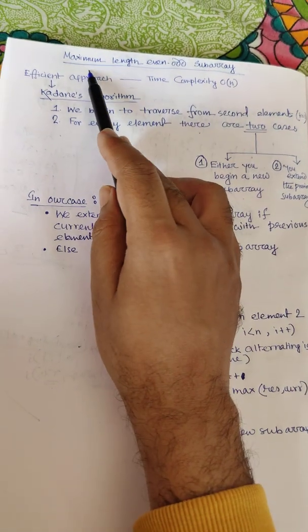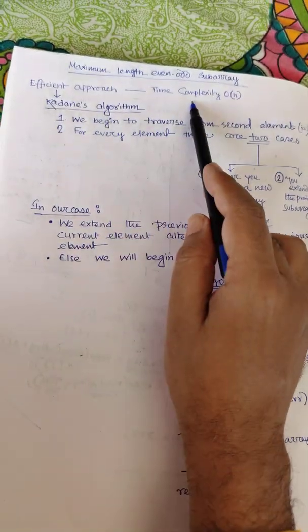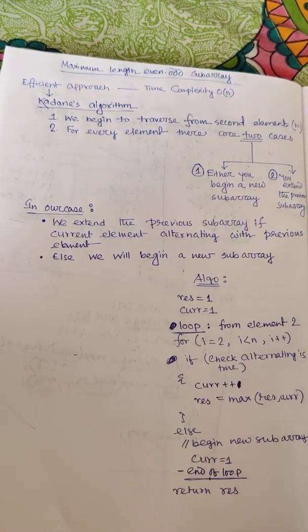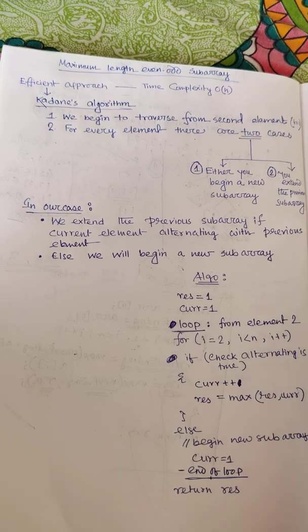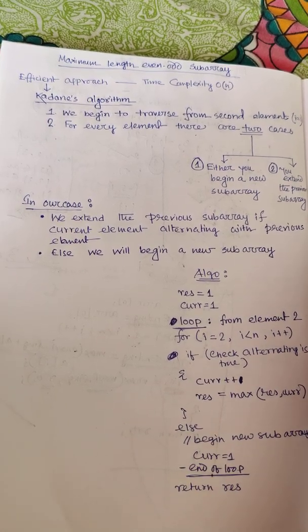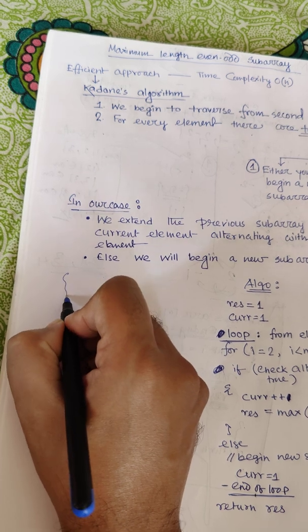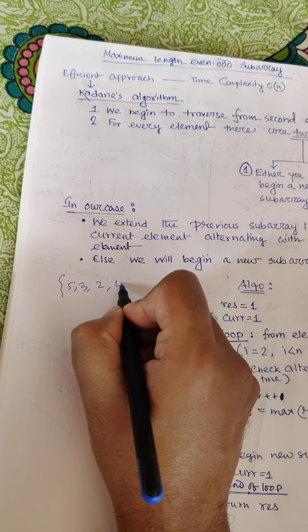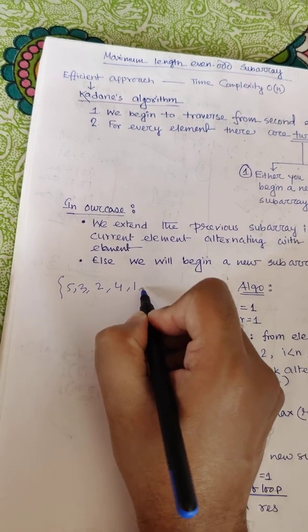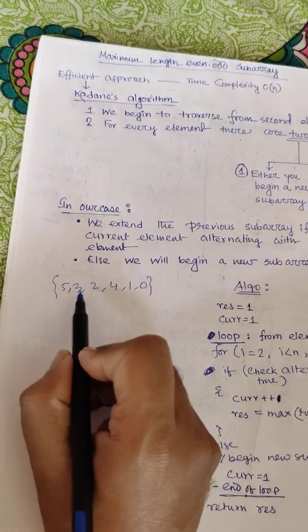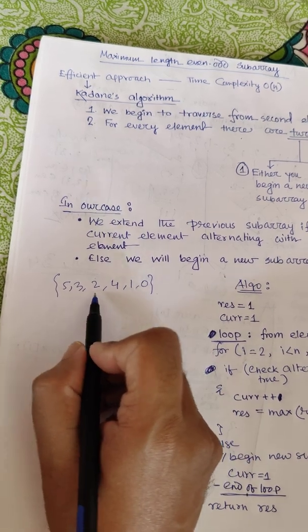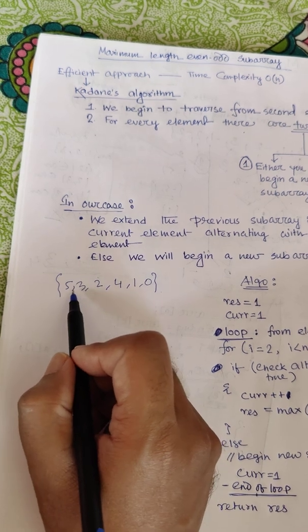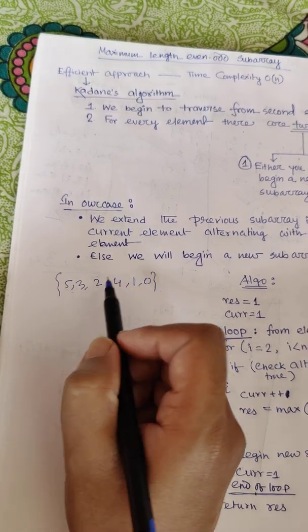So today we will discuss a topic based on the maximum length of an even and odd subarray. That means if we have some array, for example, suppose we have taken an array 5, 3, 2, 4, 1, 0. Now here we are being asked what is the maximum length of the subarray where even and odd repeat itself.